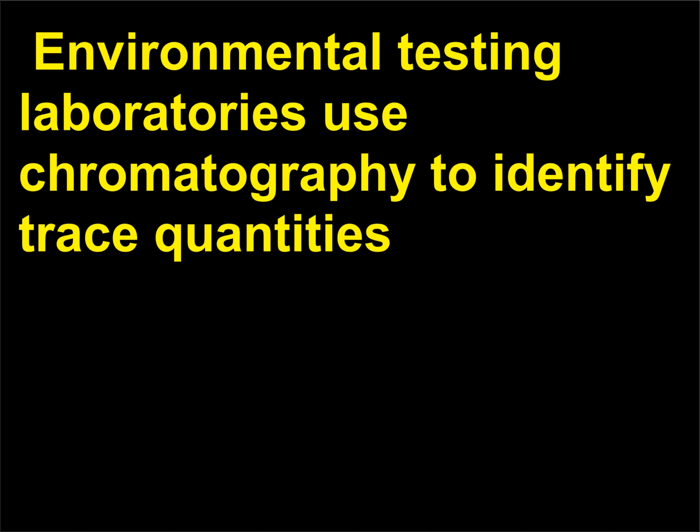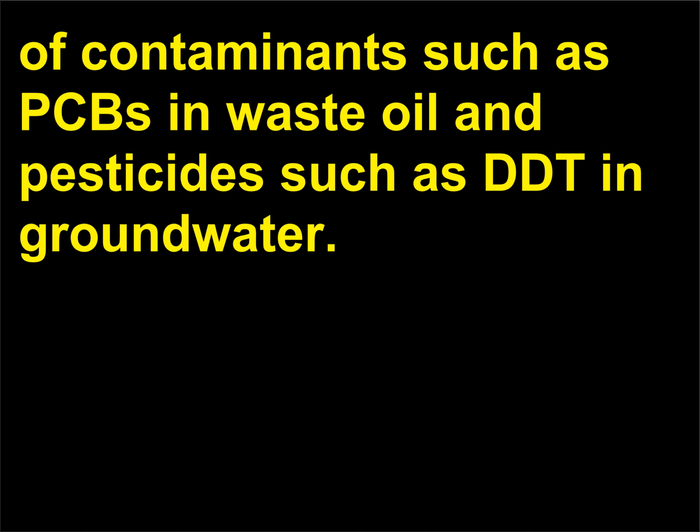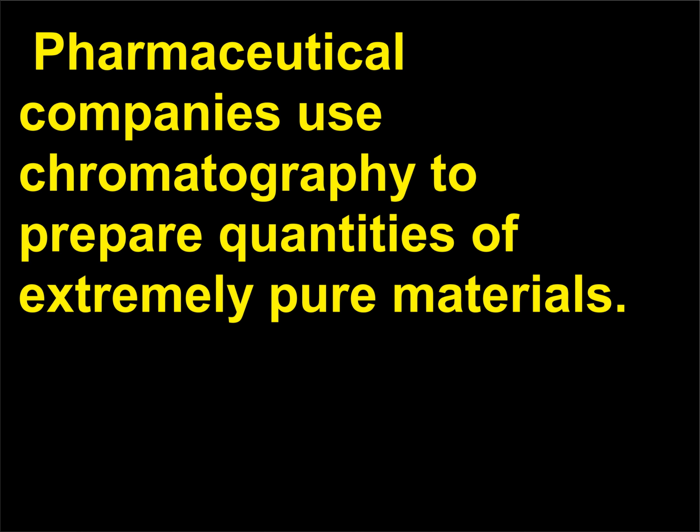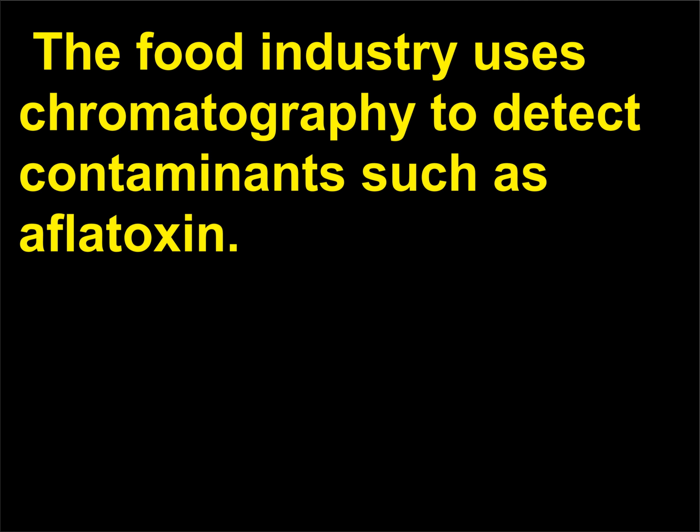Environmental testing laboratories use chromatography to identify trace quantities of contaminants such as PCBs in waste oil and pesticides such as DDT in groundwater. It is also used to test drinking water and test air quality. Pharmaceutical companies use chromatography to prepare quantities of extremely pure materials. The food industry uses chromatography to detect contaminants such as aflatoxin.